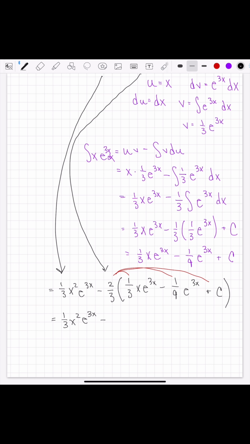So 2/3 times 1/3, that's going to be negative 2/9 x e to the 3x minus, and then 2/3 times 1/9, that's going to be positive 2/27 e to the 3x plus c. And this is our final answer.